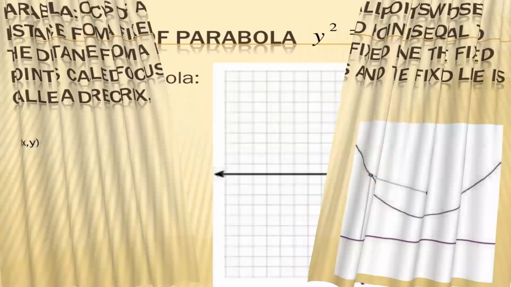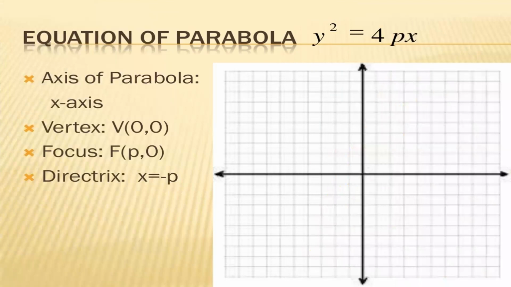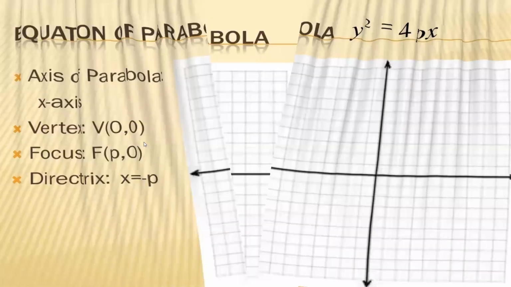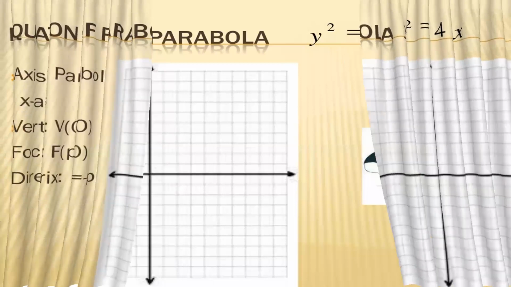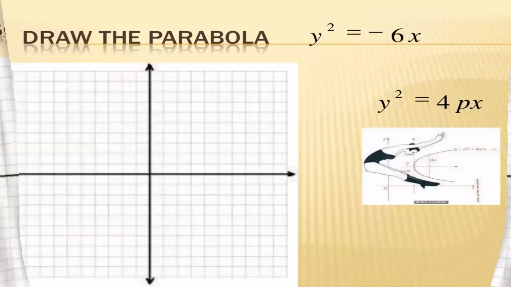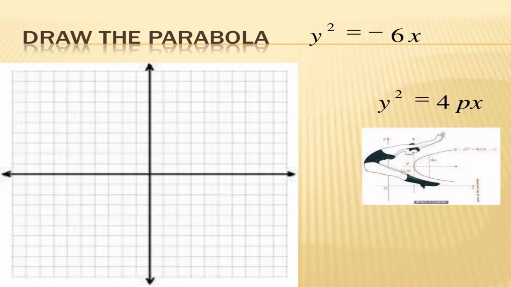What about the general equation of the parabola? It's y square equals 4px. Vertex is (0, 0), focus is (p, 0), directrix is x equals minus p. Next one, let us consider one example. Here you can see y square equals minus 6x, as the diagram is given. y square equals 4px like that.